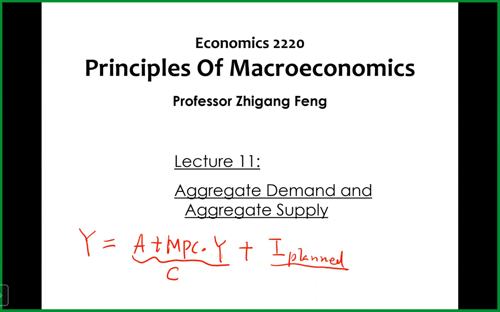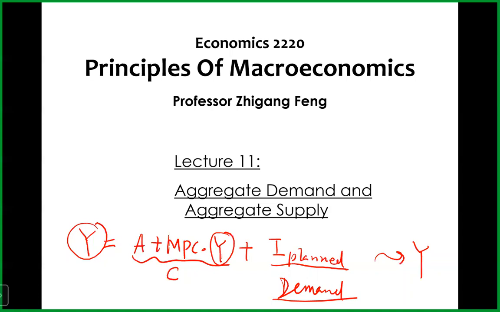And then from this equation, because there's only one unknown, which is Y, you're going to get Y. But remember, this is how we get Y from the demand side. We just leave the supply side discussion as it is, or we set aside the supply side.